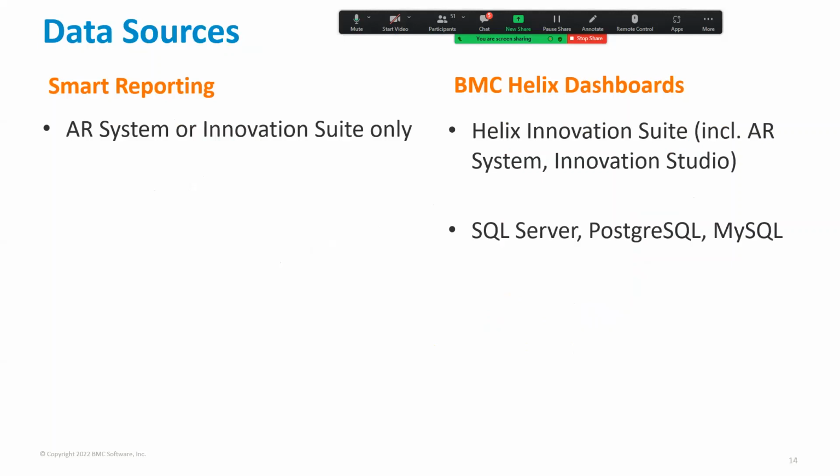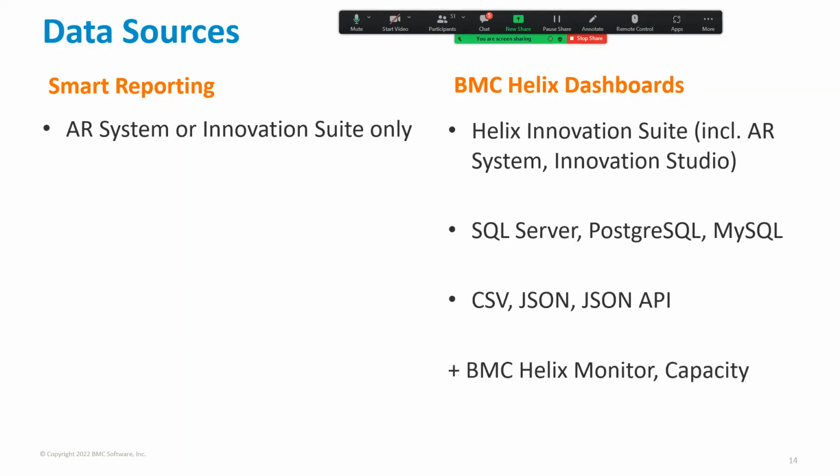Data source, I think we touched upon it. Smart reporting only had the ER system as a source, so there was no possibility to get external data. In Helix dashboard, there are multiple ways to get external data. It can be a different database server, or it could be other ways like CSV or JSONs, as well as inbuilt plugins available for other Helix solutions, and then the Grafana data source plugin that we saw in the previous slides.